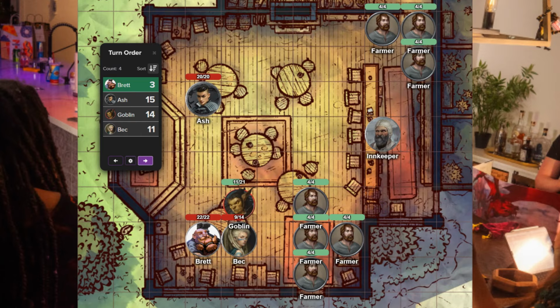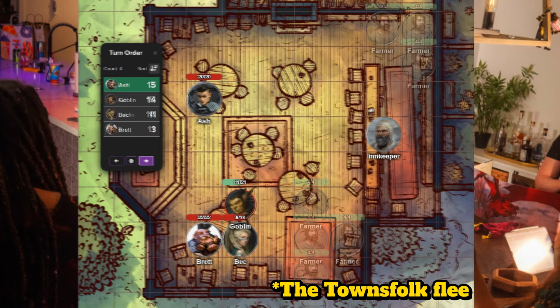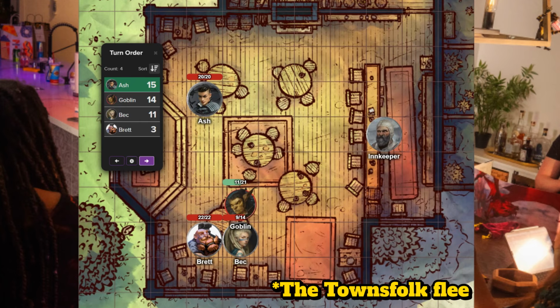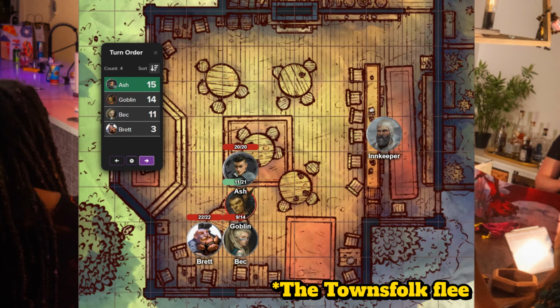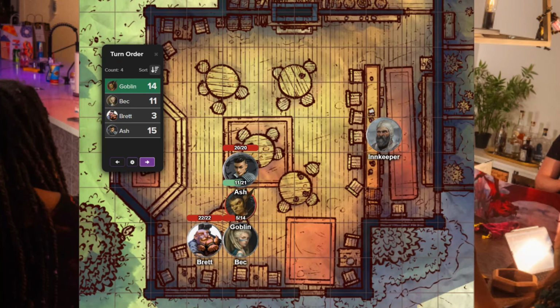We have gone through the initiative order and we're back to the start with Ash. Ash moves towards the goblin and attacks again, but unfortunately they miss. They end their turn and it's back to the goblin. The goblin attacks Beck again, rolling higher than her AC and dealing 4 damage. The goblin then ends its turn.